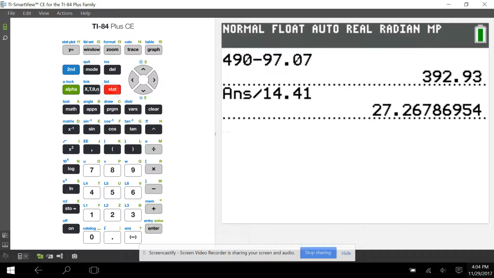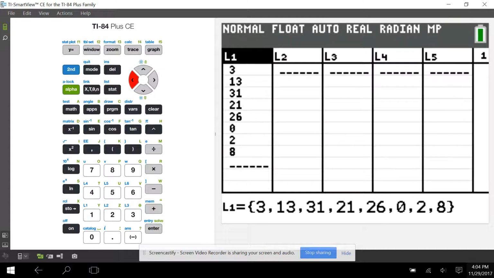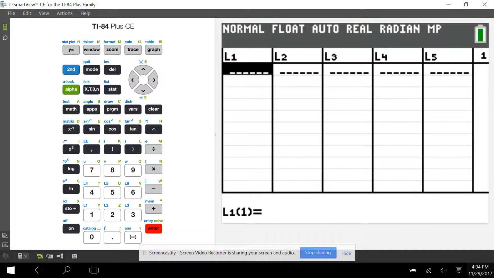Stat. Enter. Clear. All right, this is 1, 2, 3, 4, 5, 6, 7, 8. 1. That's what I get for trying to go fast. Next time I do this, I'll play music.